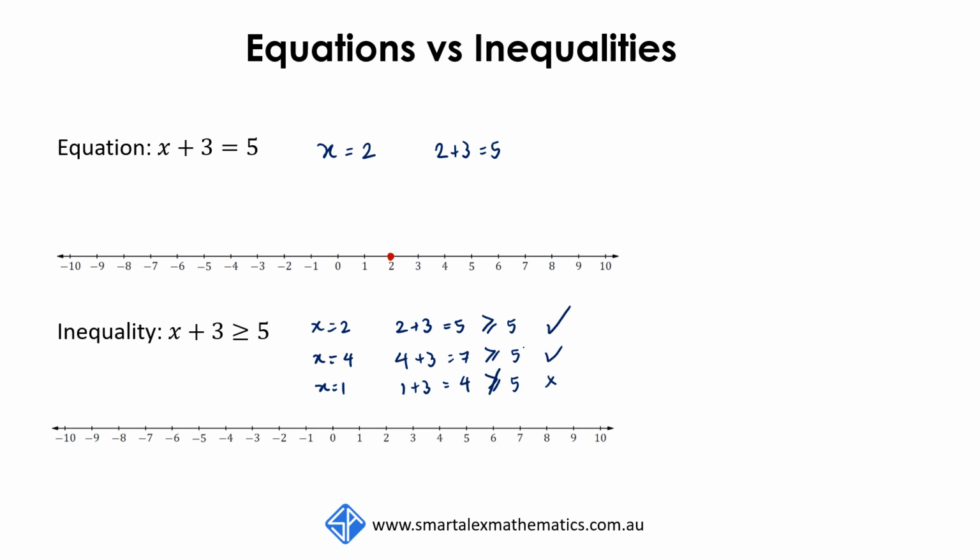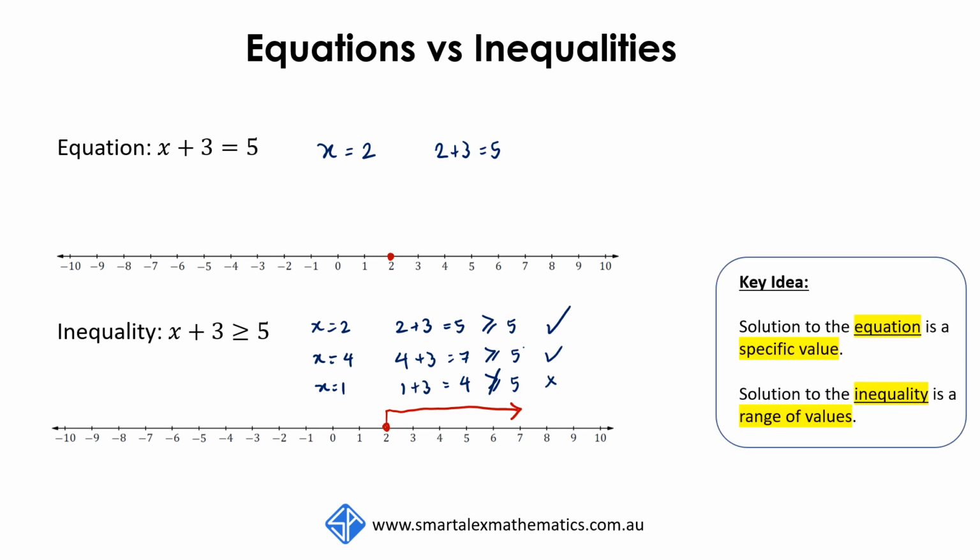So the solution to the inequality x + 3 ≥ 5 is going to be a range of values: anything of x = 2 or greater than 2 onwards, and we represent it as an arrow on the number line. So the key idea here is that when we solve an equation, the solution is a specific value, and when we solve an inequality, we often get a range of values.